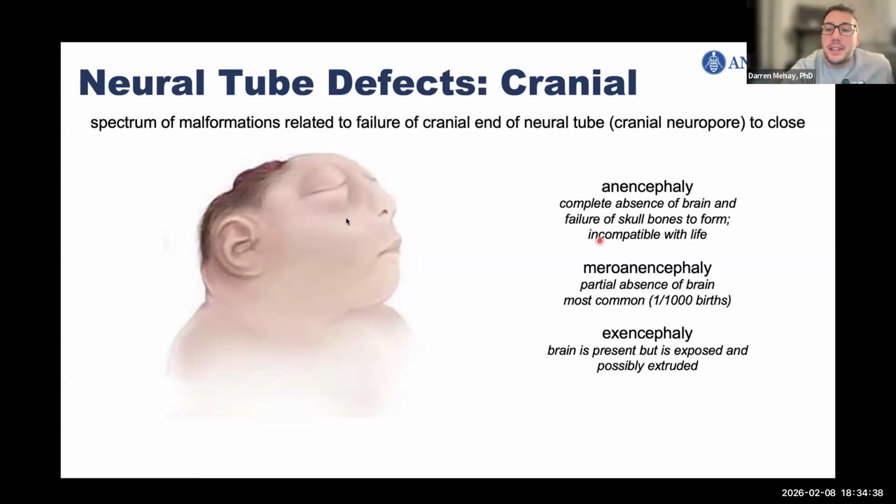So you can have anencephaly. This is a complete absence of brain and a failure of the skull to form. This is incompatible with life: no brain, no skull. Meroanencephaly is going to be partial absence of brain. It's going to be more common than a complete anencephaly. And then exencephaly is where the brain is present but is exposed, so the skull did not close.